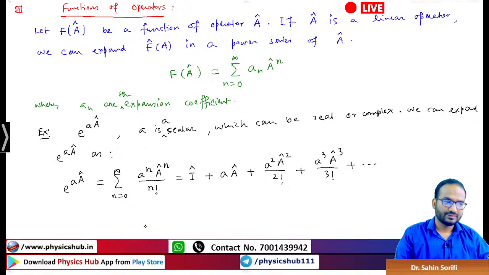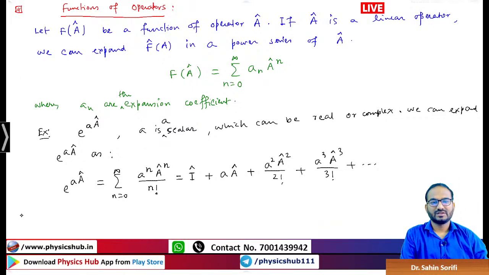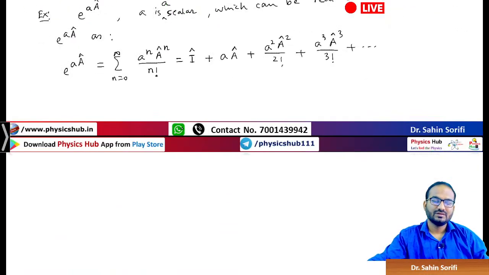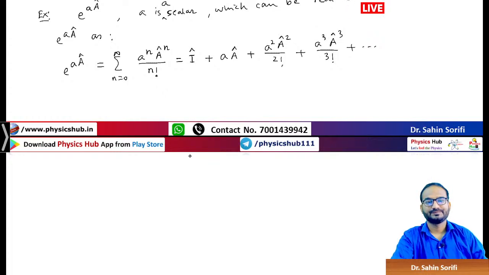Let us now go for commutators involving function of operators. We have already discussed commutators, right? Now if we have commutators which involve function of operators, then how will you tackle them?